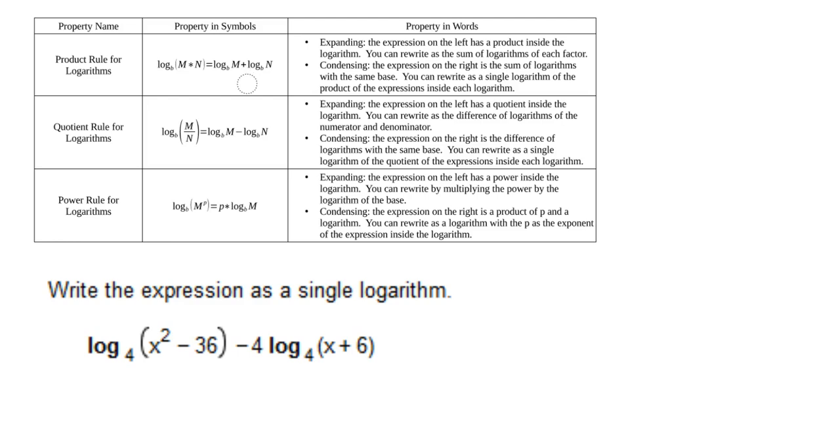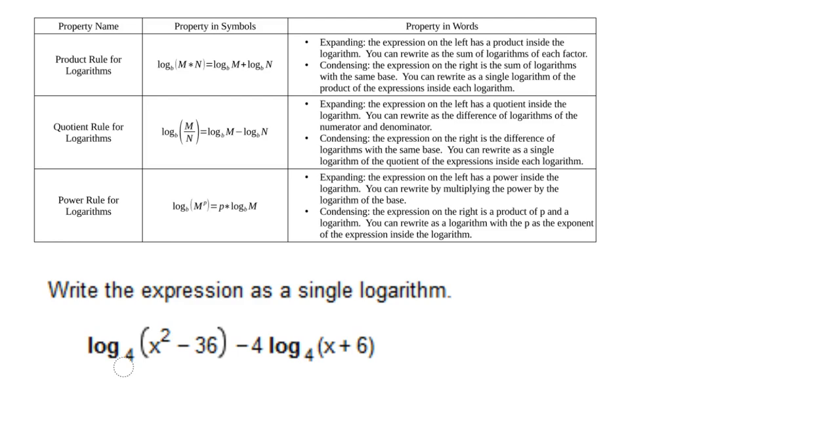So we're actually going to start with the properties that we see on the right and condense to what we have on the left. We're starting with multiple logs, added or subtracted, and we're condensing to a single log. When we have a number multiplied onto a log, we're going to get rid of that number in the front by moving it to the power. So let's take a look at this example.